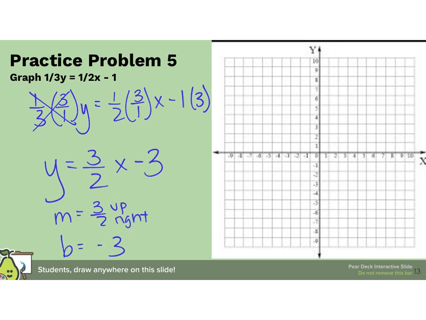Start graphing by putting the y-intercept on the graph. So we go straight down to -3. That's the first point on this line. From there, use your slope directions and go up 1, 2, 3, and right 2. Put a point again. 1, 2, 3, right 1, 2. Put a point. That's it. Connect it with a long line that has arrows.